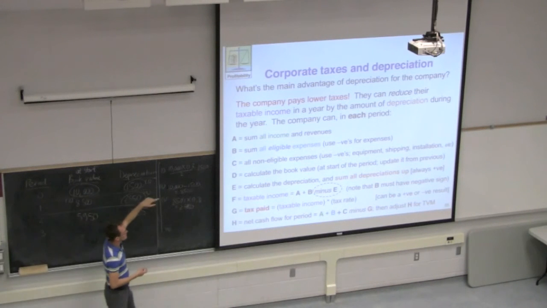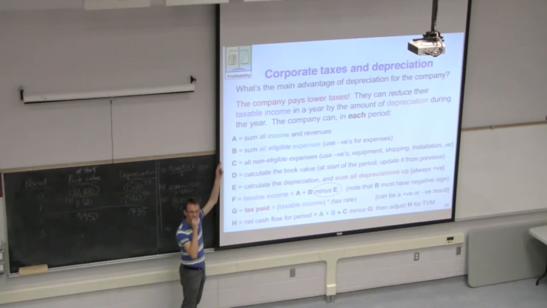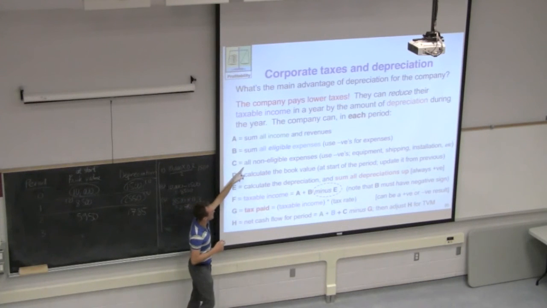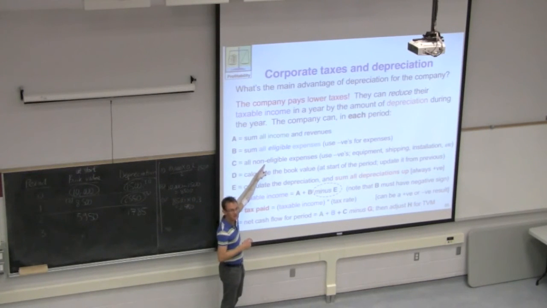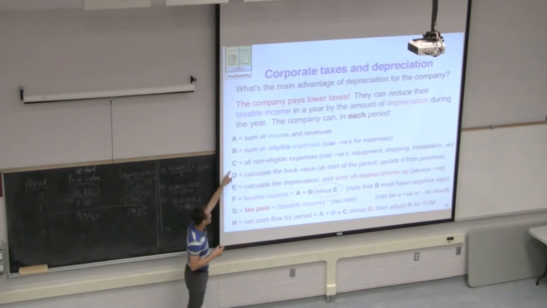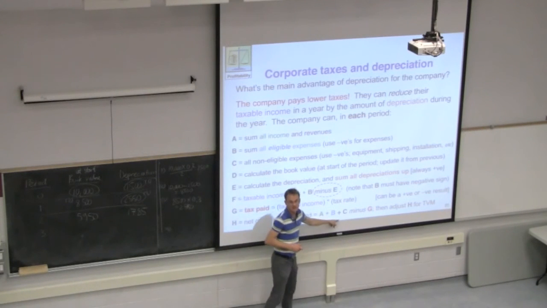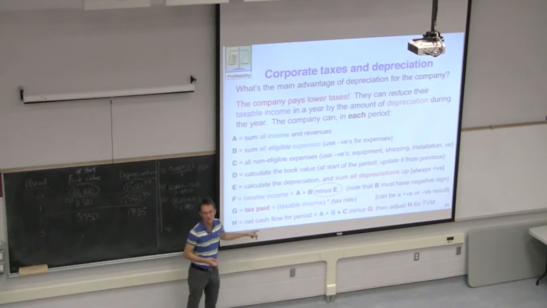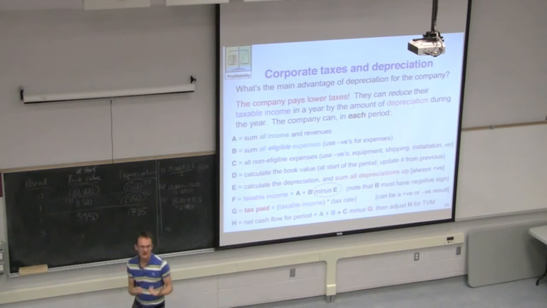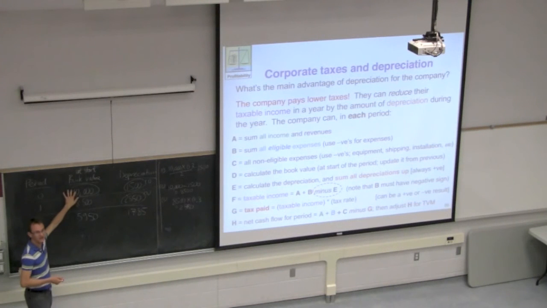Okay, so the question is, is that an eligible expense? It's not an eligible expense, but it's over here in line C, a non-eligible expense. And line C, we're going to see, comes up only here at the end. We just keep track of it because all it does is affect my cash flow. The cash flow is nothing more than my bank balance. So absolutely, my bank balance is going to drop by 10 million in the first period. And I just have to live with it.